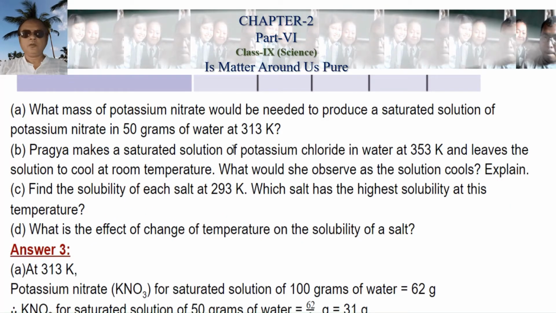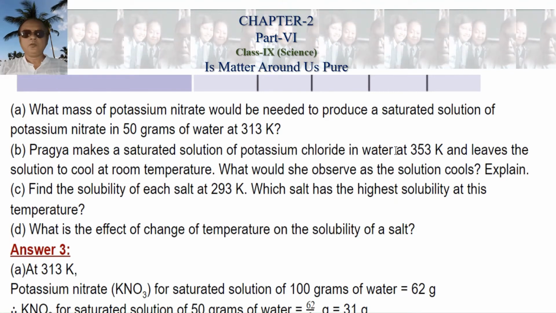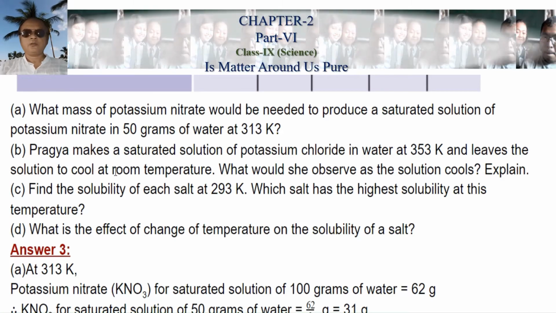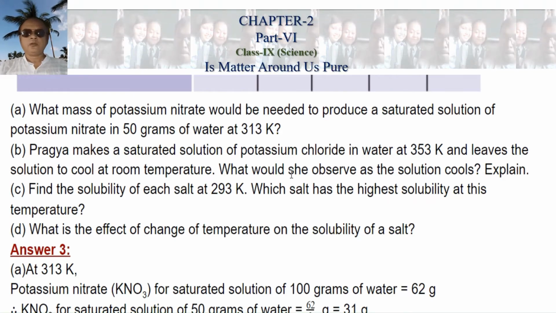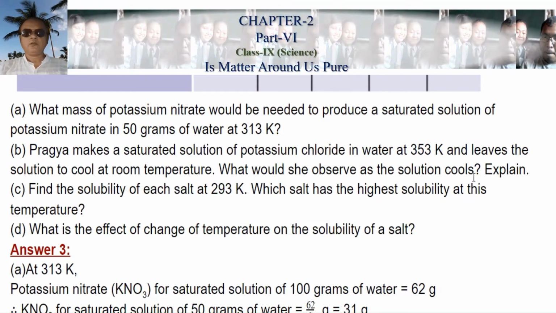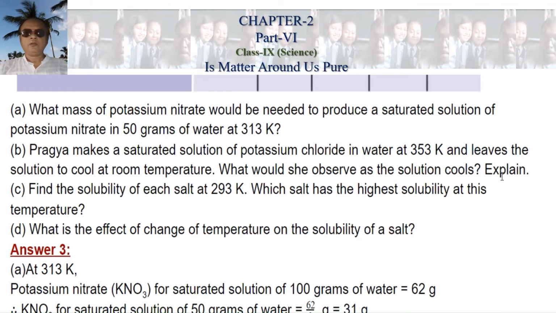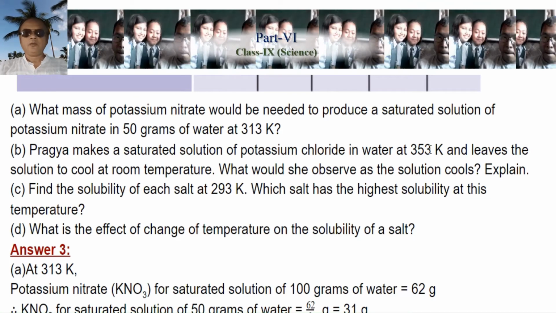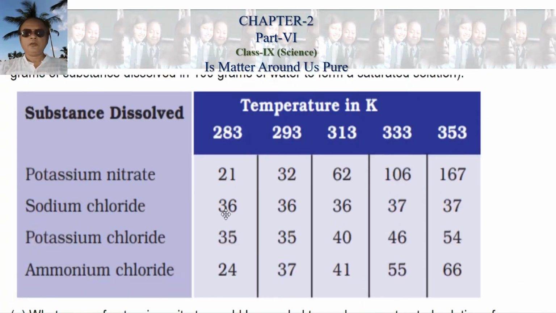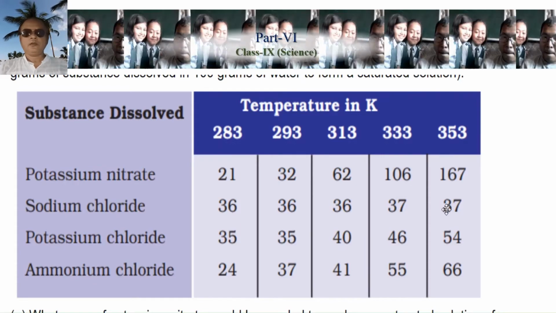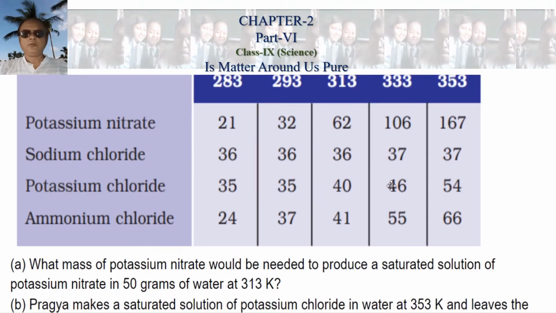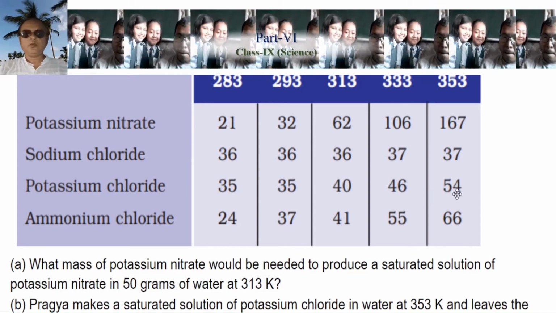Pragya makes a saturated solution of potassium chloride in water at 353 Kelvin and leaves the solution to cool at room temperature. What should she observe as the solution cools? Explain. Here at 353, maximum we can mix how much? At 353 Kelvin in 100 grams, what is the potassium chloride? Okay, at 353 we can make a maximum of 54 grams.